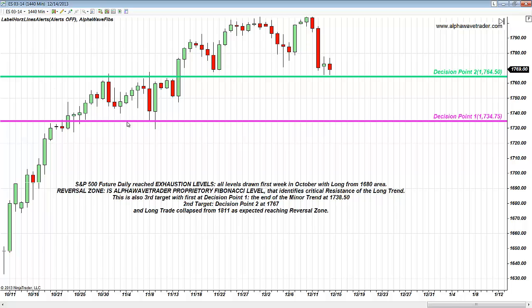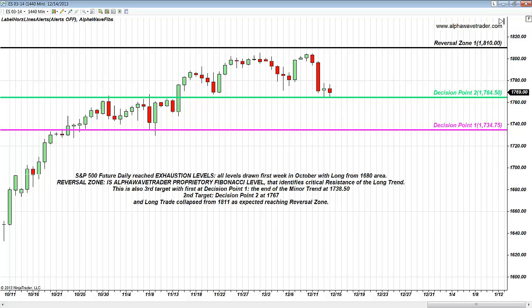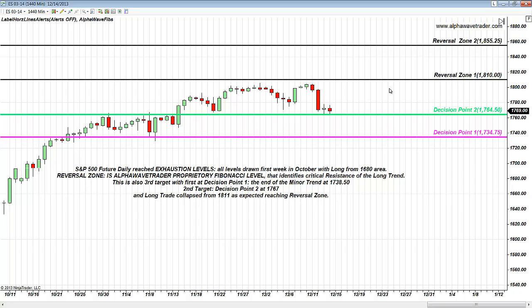And pay attention to the precision and to the dance between the levels that the S&P had done from the last week in October all the way towards the end of November. Dance back and forth, giving another very powerful buy point. But what has happened to the trend when it reached the reversal zone? The trend did not have enough power to break it. That's precisely why I named this level reversal zone.